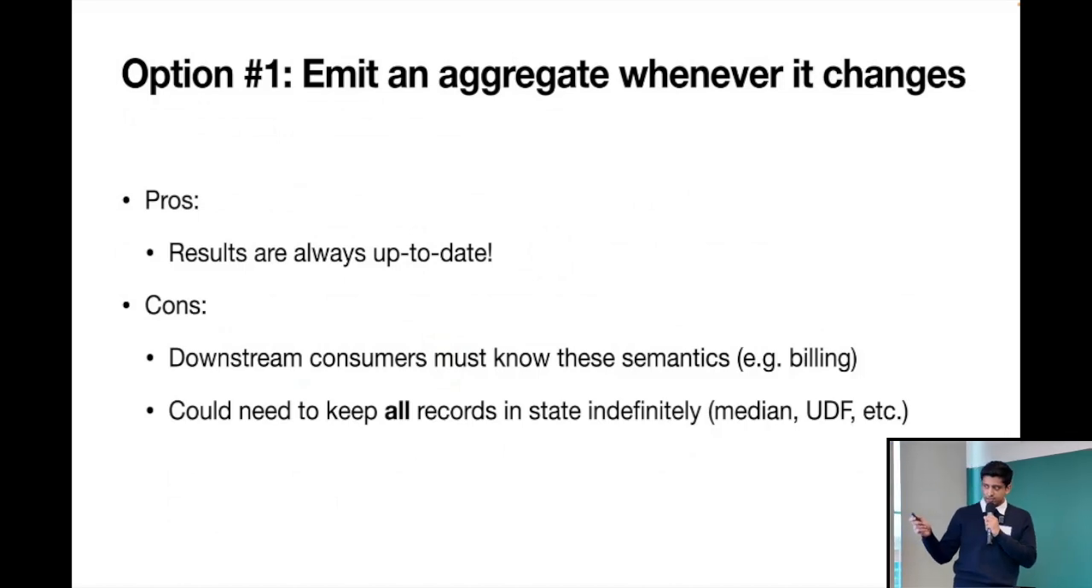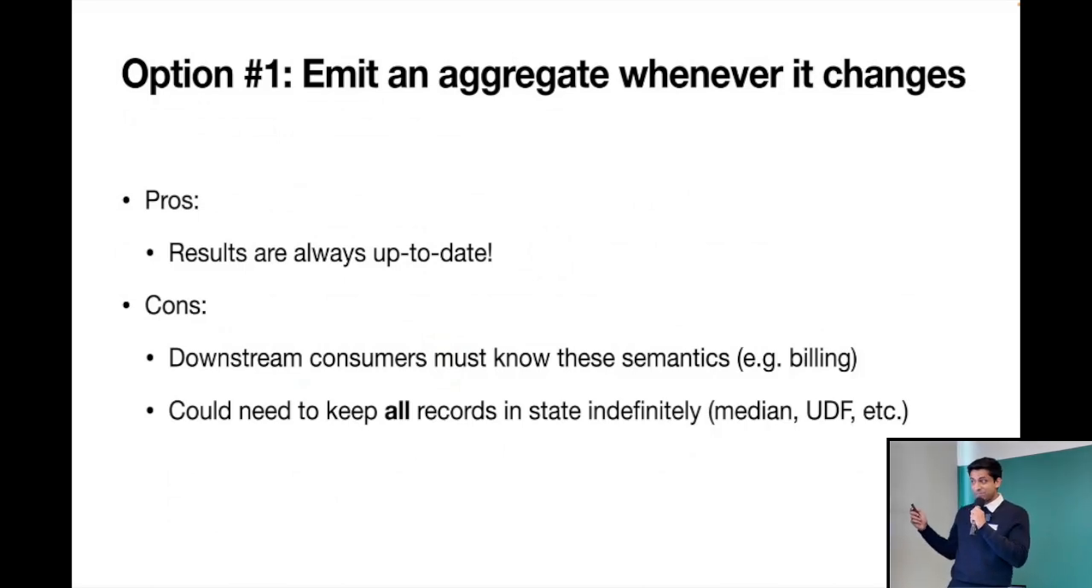But the con to this is that downstream consumers need to know about these semantics, that the same aggregate can return multiple values. And this is not great if you're running a billing pipeline, because you could say, okay, Phil spent $10,000 this month. You send him a bill on April 2nd. And then one day later, you're like, actually, I got some late data. He spent $20,000. And you send him a second bill.